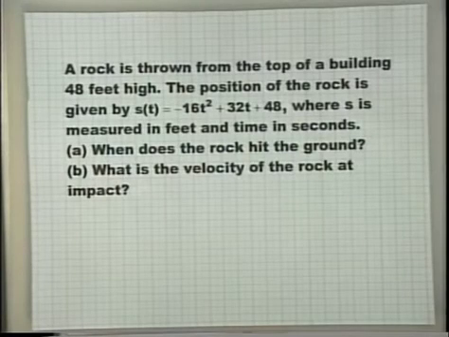A rock is thrown from the top of a building 48 feet high. The position of the rock is given by S of t equals negative 16t squared plus 32t plus 48, where S is measured in feet and time in seconds. The first question wants to know, when does the rock hit the ground? And the second is, what is the velocity of the rock at impact? In other words, when it hits the ground.